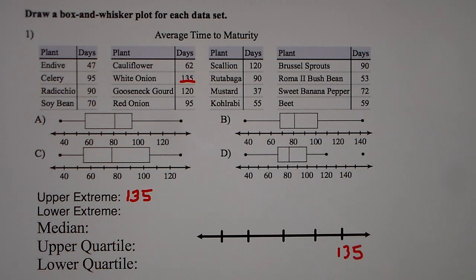The lower extreme is the lowest piece of data. So I see a 47. So far that looks like it's lowest at 37. 37 is our lowest, so for our lower extreme, we write 37.